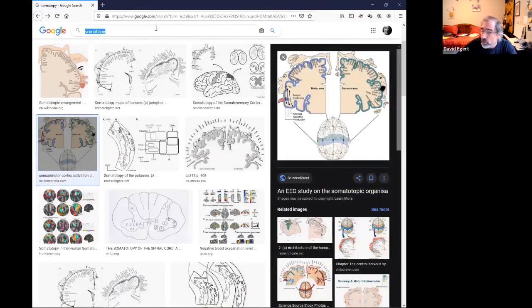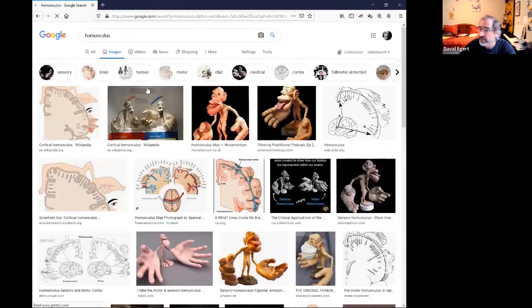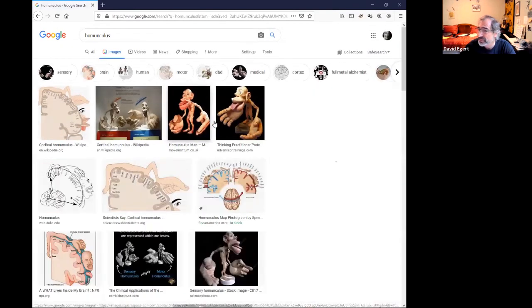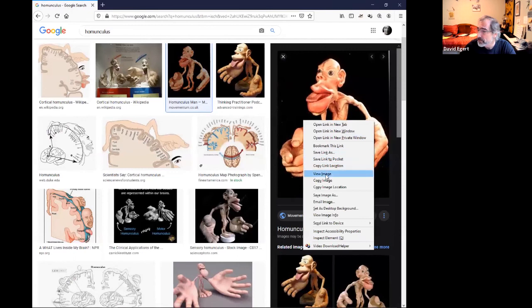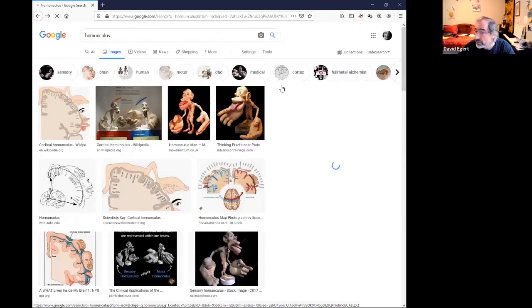There's a word people use, homunculus, it means little man, to kind of describe what you would look like. You know, I love these. This is if somebody's body proportions were the same as how they're represented on the cortex. You get big hands, big face, mouth, and tongue and stuff. So anyway, homunculus.